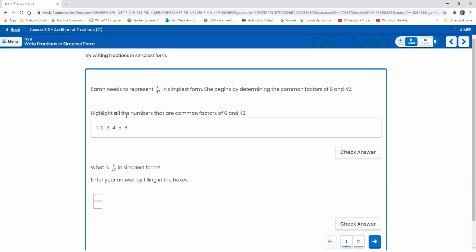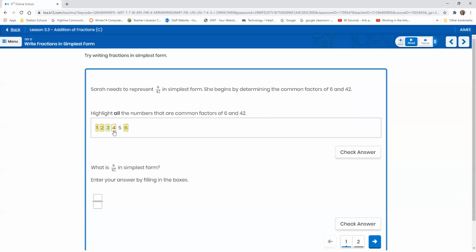So here we go. Highlight all the numbers that are common factors of 6 and 42. Okay, Sarah needs to represent 6/42 in the simplest form. So she's going to come up with a common factor. So I know that 6 is divisible by 1 and 6, and I know that 2 times 3 is 6, and I know that 6 is a factor of 42. 6 times 7 is 42. So 7, though, 6 is not divisible by 7.